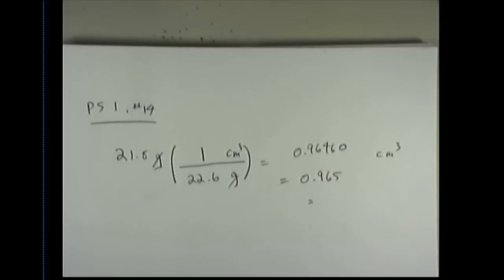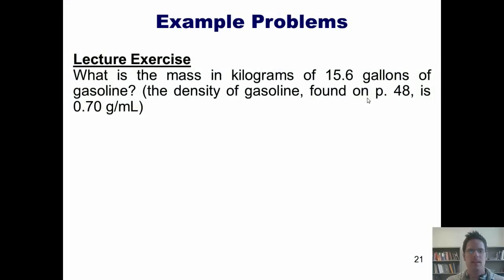So I'm going to go ahead and convert that to 0.965, which if I do in scientific notation is 9.65 times 10 to the minus 1 cubic centimeters. Next lecture exercise, what is a mass in kilograms of 15.6 gallons of gasoline, given that density?